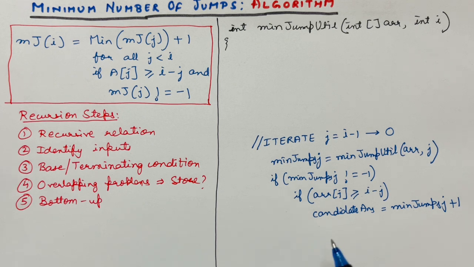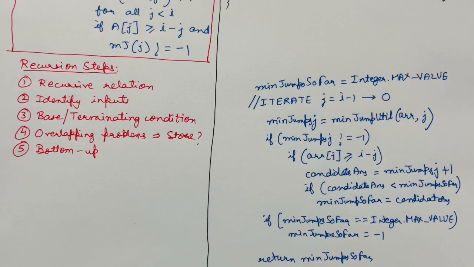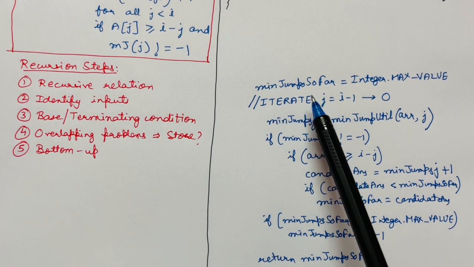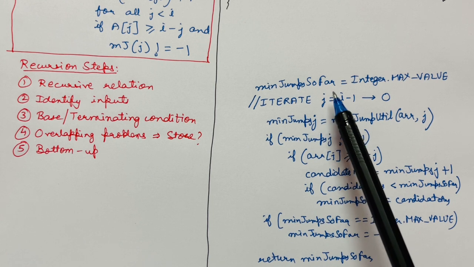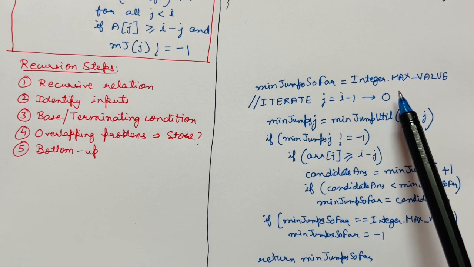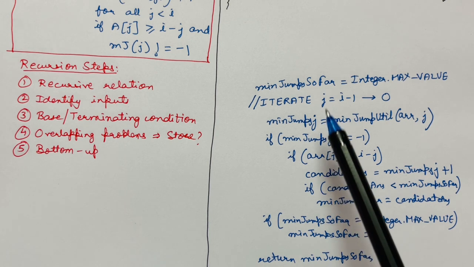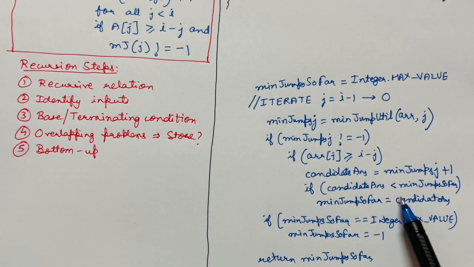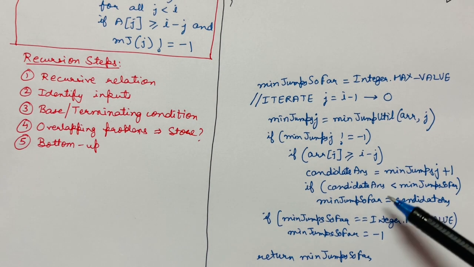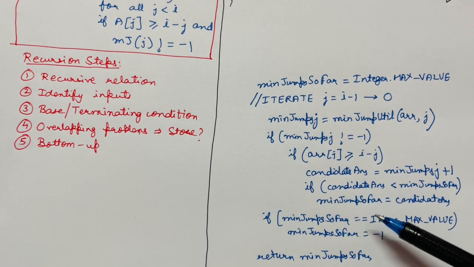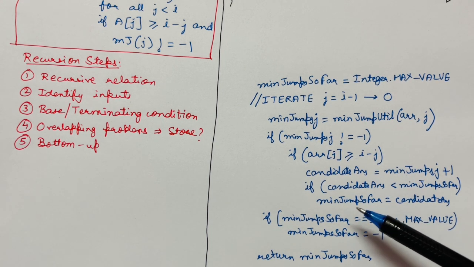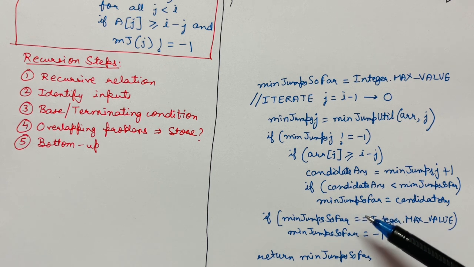Our final answer will be the minimum of all such candidate answers. So we need another variable to track the minimum that we have seen so far. So we have this another variable, minimum jumps so far. We initialize it with plus infinity. And whenever we see a candidate answer which is less than the minimum that we have seen so far, then we update the minimum that we have seen so far. In this way, we can iterate through all j's and have the answers corresponding to all possible j's, and also keep track of what was the minimum one.